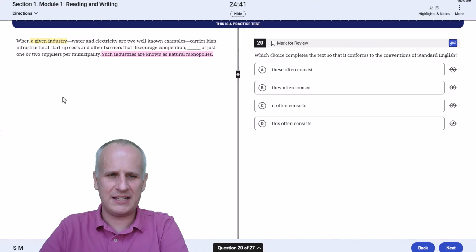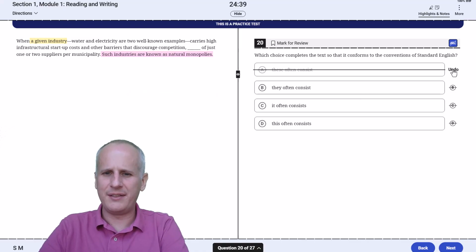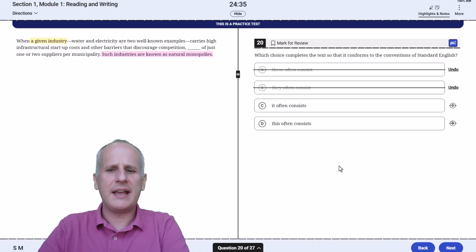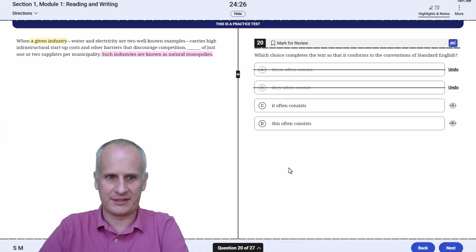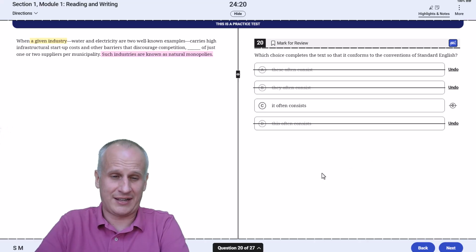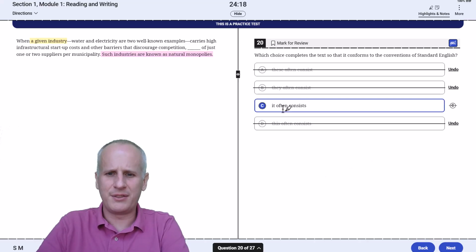And a given industry can't be a these, can't be a they. Those are plural pronouns. So goodbye to them. And now we've got to consider whether there is a specific industry or just a generic industry. This would indicate a specific pronoun, like there's one that's presented, and there isn't. It is actually a non-specific industry. It just has the examples. So C is going to be the correct answer.